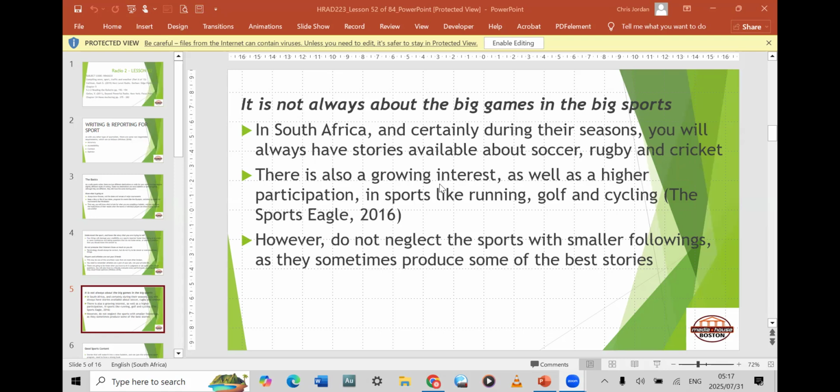So it's not always about big games and big sports in South Africa. We obviously, as I said, focused on that, but we mustn't forget about golf and cycling, netball, etc. There are so many sports that are happening around our country alone.